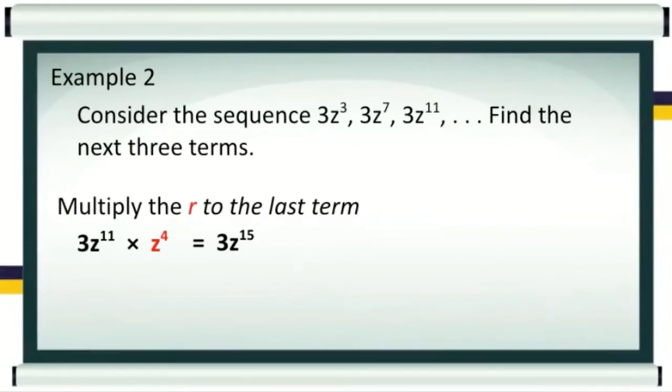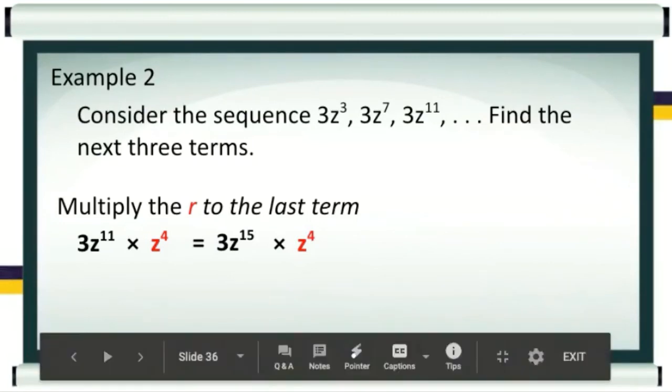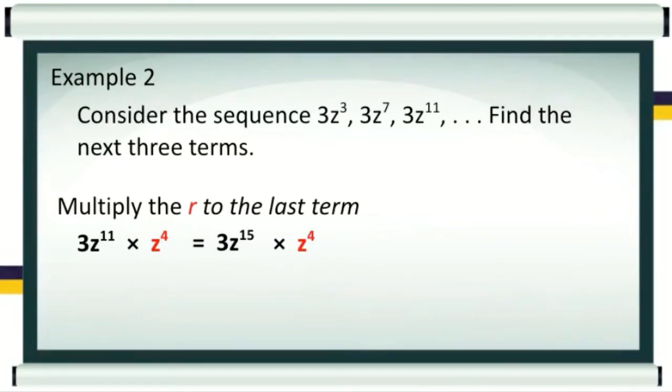Okay? Next, we will again multiply with z to the power of 4. What will be your answer? 3z to the power of 19. Very good. That's correct. Since we are looking for the next 3 terms, we still need to multiply again the common ratio. And the answer is? 3z to the power of 23. Very good.